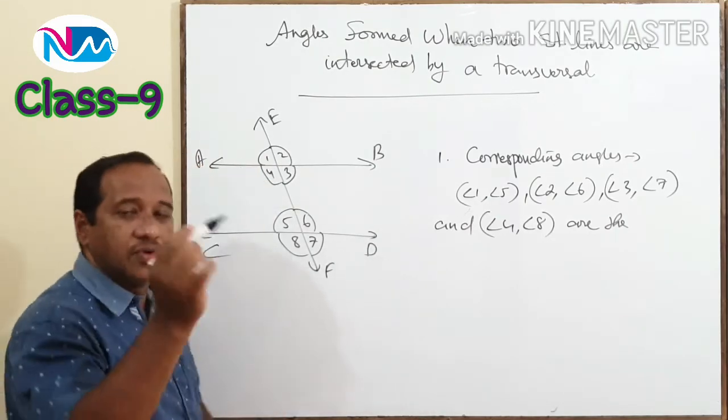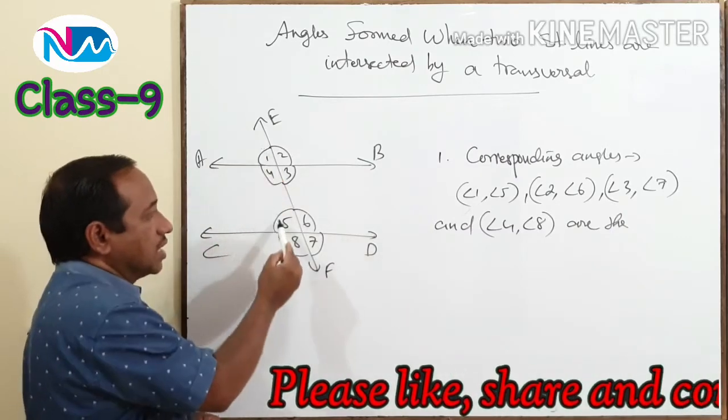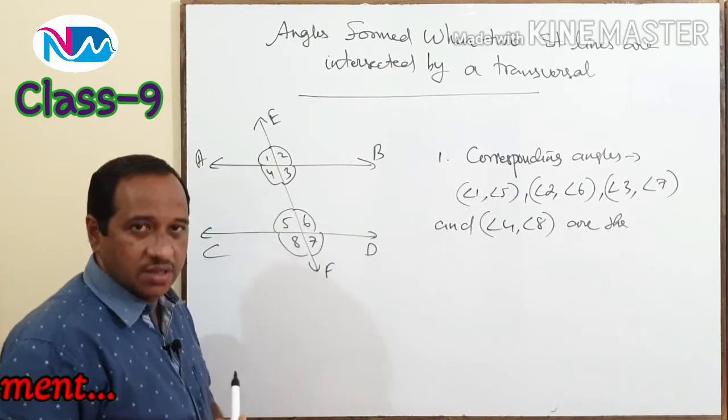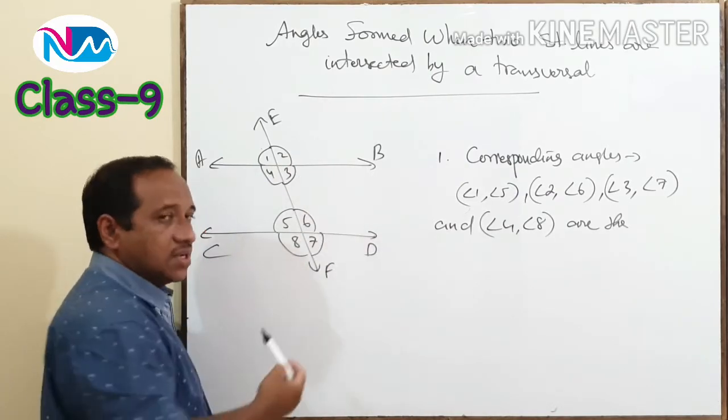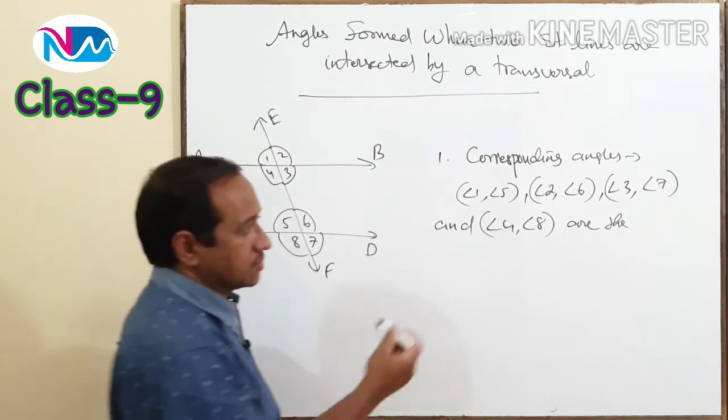So here we have 4 pairs of corresponding angles. The 4 pairs are angle 1, angle 5, that is the first pair, angle 2, angle 6, that is the second pair, angle 3, angle 7, third pair, and angle 4, angle 8, fourth pair.